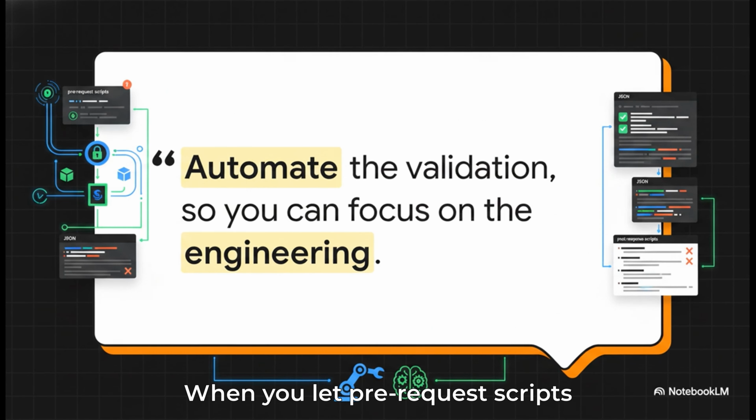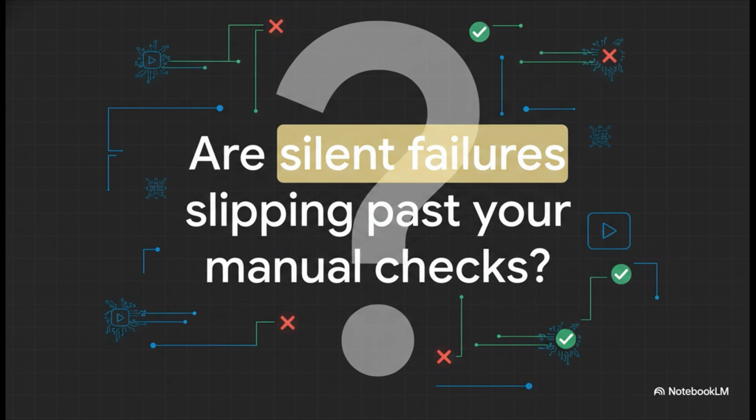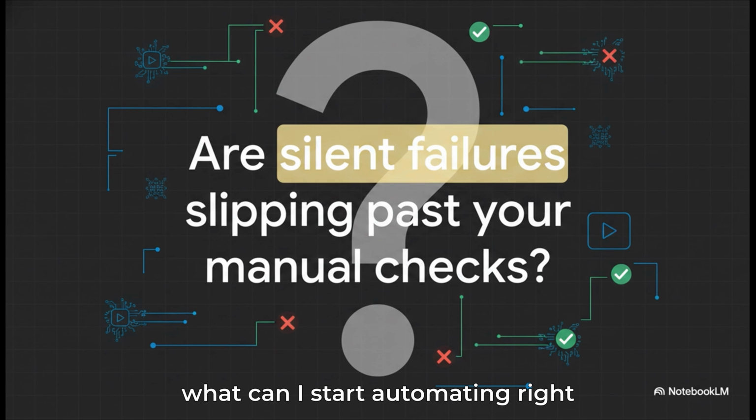When you let pre-request scripts handle your complex auth and post-response tests enforce the strict contracts, the tedious validation is totally handled for you. It frees up so much of your mental bandwidth. So I'm going to leave you with a question to think about. How many silent API failures are slipping past your manual checks right now? Seriously, think about your current development workflows. Boot up your Postman instance today, pull up a critical API you manage, and ask yourself, what can I start automating right now to make sure I never miss a silent failure again?